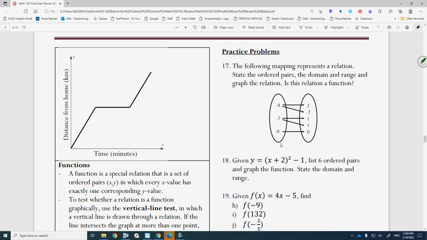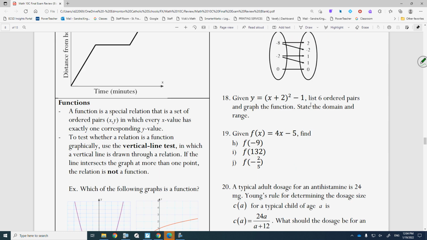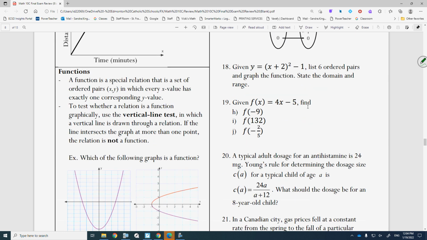You don't have to worry about mapping. You know about ordered pairs. We're going to star number 19. You need to be able to do solving f of x questions.